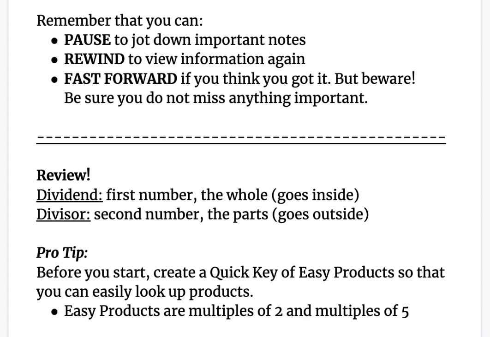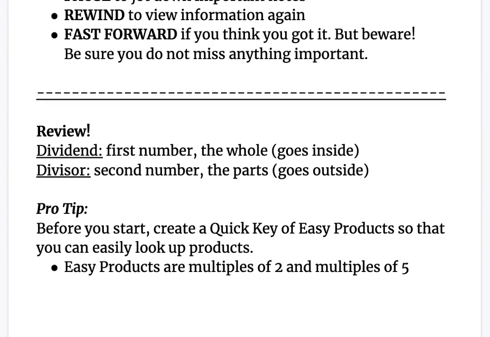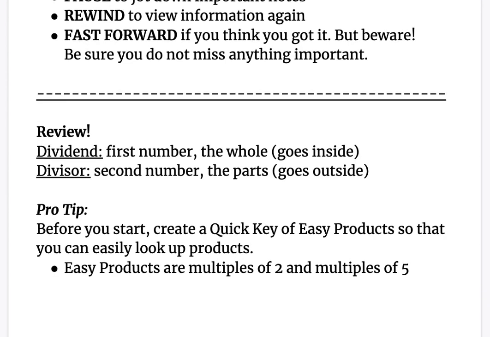Here's some important notes that you might want to jot down. As a review, the dividend is the first number. That's the whole that we're trying to divide into parts, and in your division problem, it's going to go inside. The divisor is the second number, and that's the parts that we're actually dividing the whole into. And it goes on the outside of your division problem.